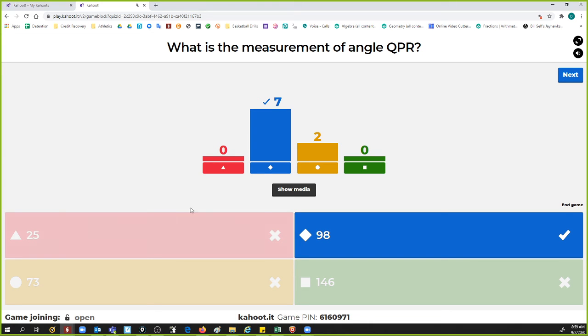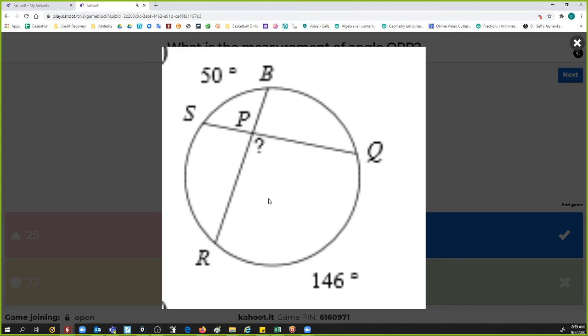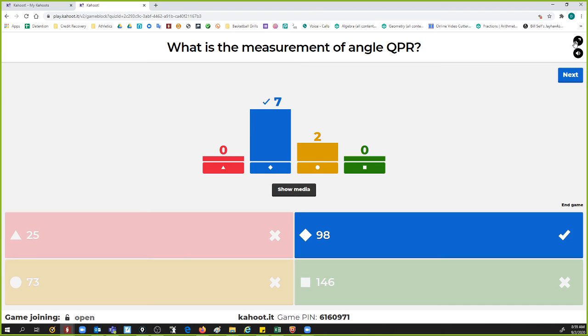Okay, pretty good. This is on the inside, so it's just the average. Adding and divide by 2. 50 plus 146 is 196 divided by 2 gives you 98.